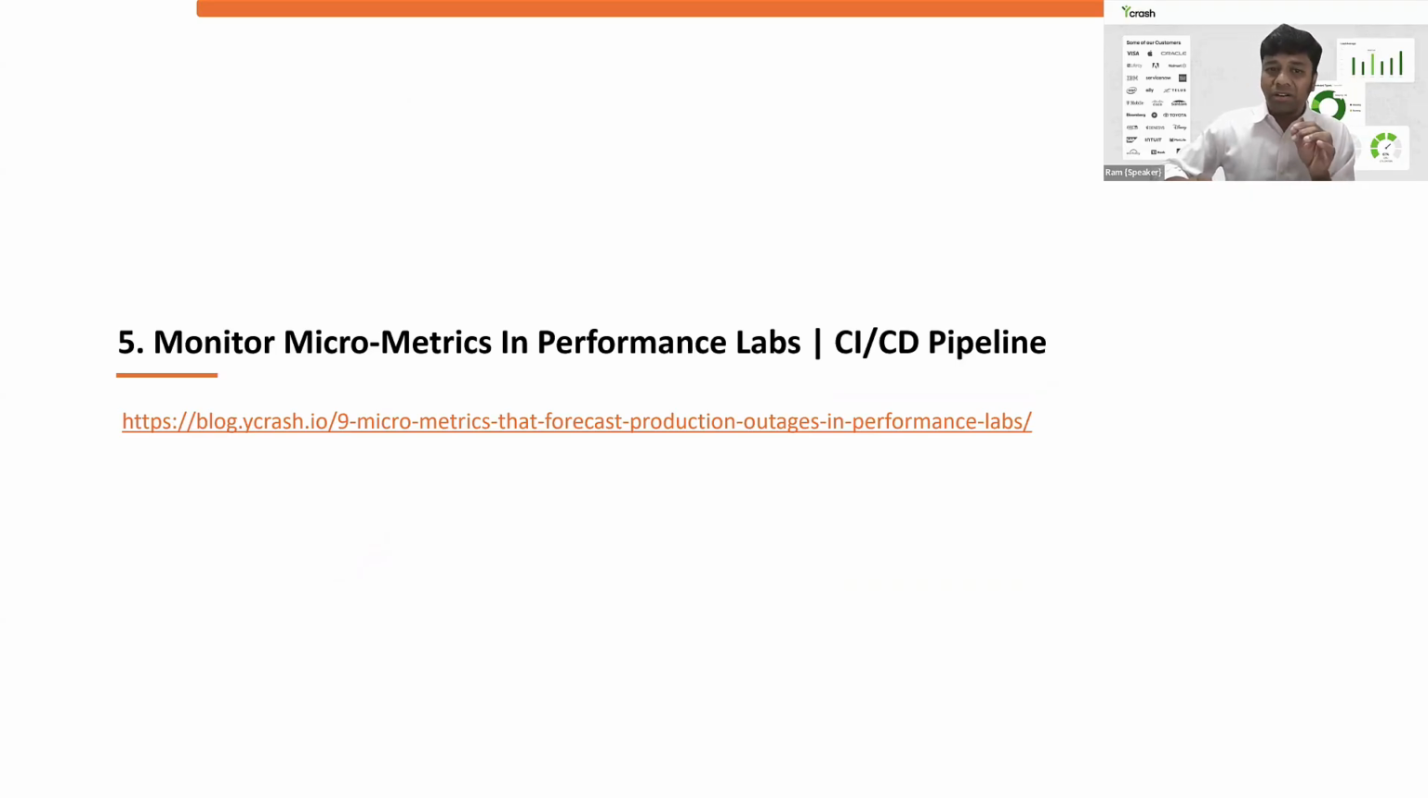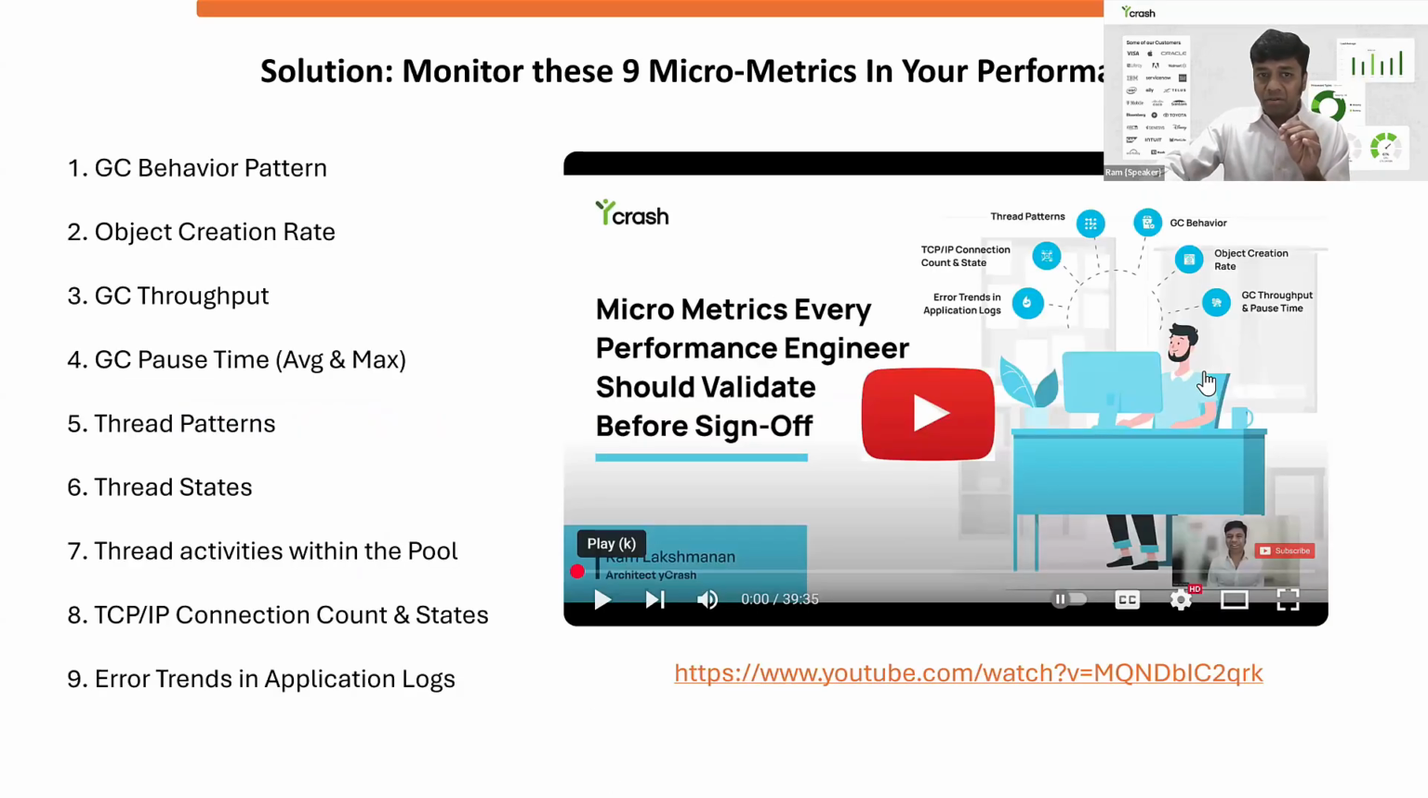What are those micrometrics? Friends, there are 9 different micrometrics that you want to be monitoring in your performance lab. These are those 9 metrics. The details about them, you can find in this earlier talk. You can go over there and take a look at it. But I'll just talk about one important metric in this session, which is the garbage collection behavior pattern. What is the garbage collection behavior pattern?